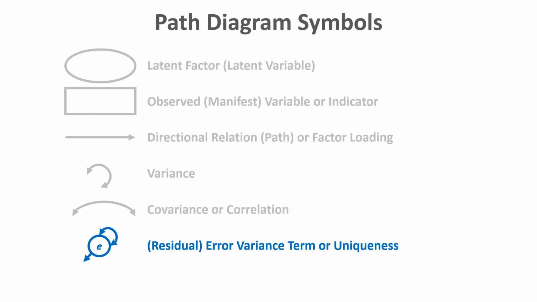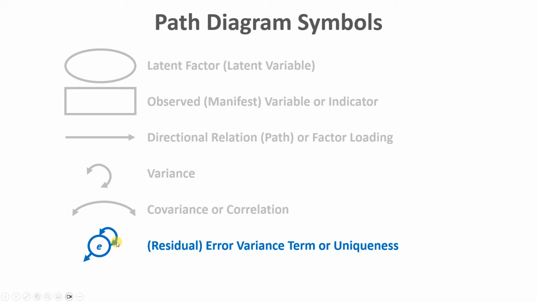We also have what are referred to as residual error variance terms or uniquenesses, or sometimes just called disturbance terms. And these are going to be represented here by these little circles with a little e in them to represent error, and then you also see that variance component here. You see that variance symbol with the double-sided arrow here that is curving along and touching 2 different points on this circle.